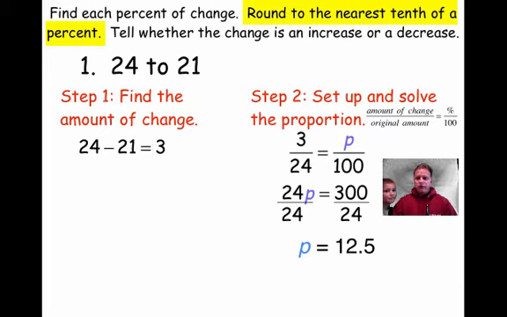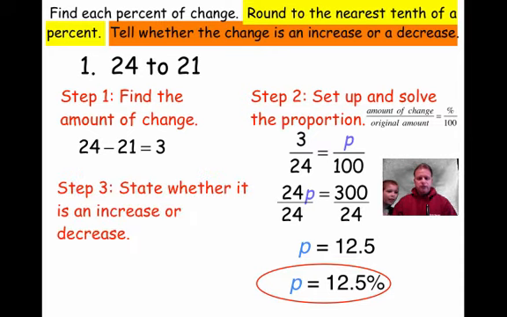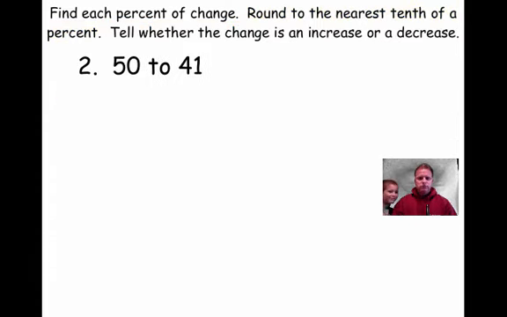Okay, so now we need to decide, was it an increase or a decrease? So if you go from 24 to 21, is that an increase or a decrease? 24 to 21, that's a decrease. Going down, so that's a decrease. All right, 50 to 41.